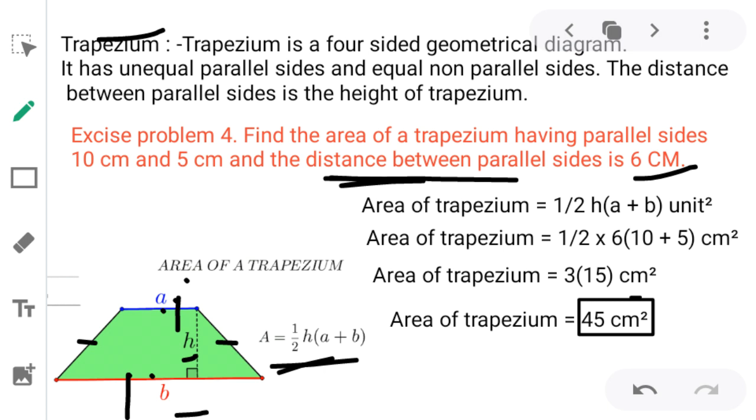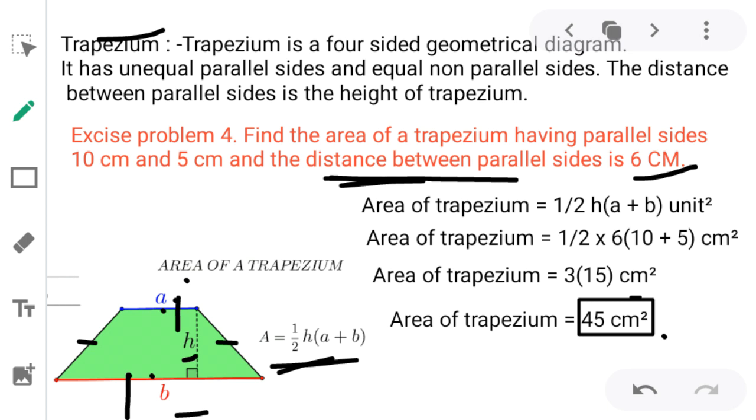10 is the length of parallel side 1 and 5 is the length of parallel side 2. So (10 plus 5) into 6 divided by 2. So 6 divided by 2 gives 3, 10 plus 5 gives 15, and 15 times 3 is 45 centimeter square. So in this way we can find the area of trapezium in the easiest method.